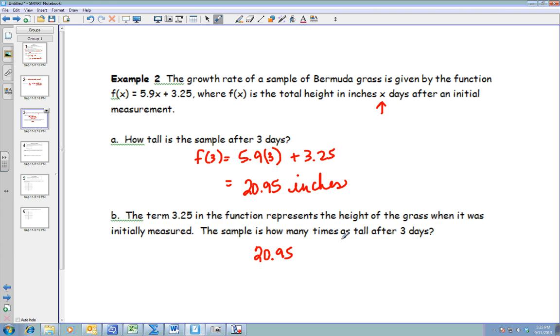And if we want to know how many times as tall is it? Well, let's divide it by the initial measurement. So 20.95 divided by 3.25, 6.4. So it's 6.4 times as tall as it was that first day. So we took how tall it was that third day, and divided it by our initial height. Okay?